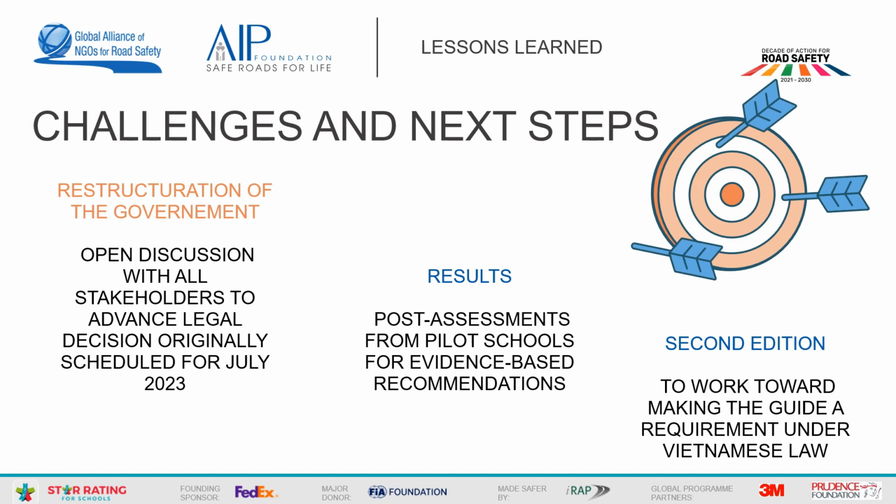Since then, as shared, this guide was piloted at 3 school locations representing 3 geographic regions in Vietnam from October to December 2022. Now we know that the pilot study was successful, with results indicating that road safety conditions in all schools improved. Schools were upgraded from 1 or 2 stars before intervention to 4 or 5 stars after intervention, out of 5 stars being the safest for the Star Rating for Schools.